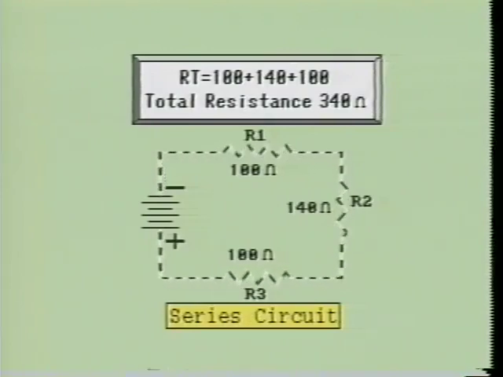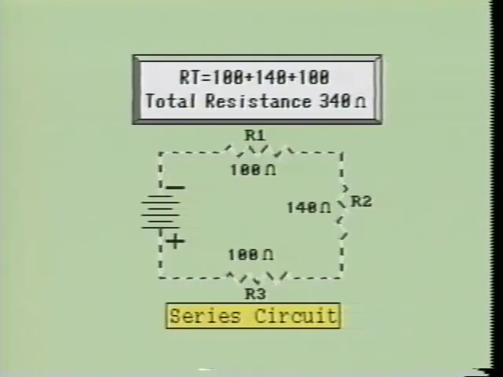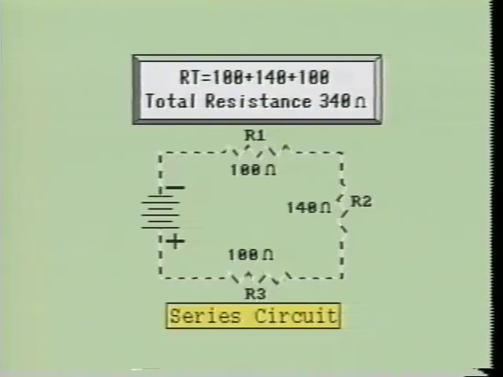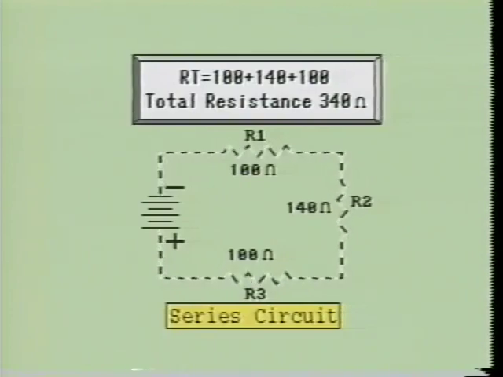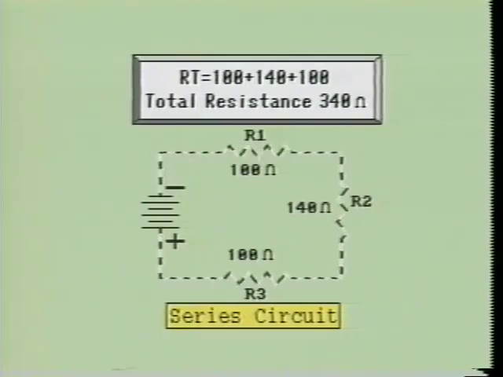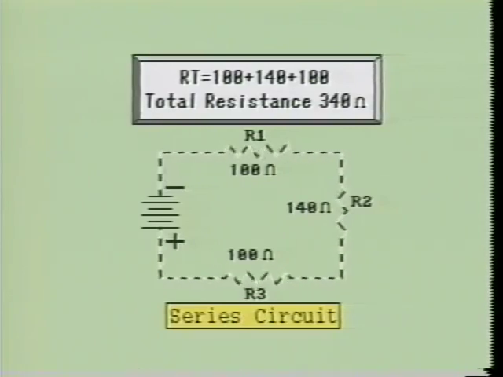This series circuit contains 3 resistors. R1 has a value of 100 ohms, R2 has a value of 140 ohms, and R3 has a value of 100 ohms. Therefore, the total resistance of this circuit would be 340 ohms. This will be calculated by adding R1 plus R2 plus R3.